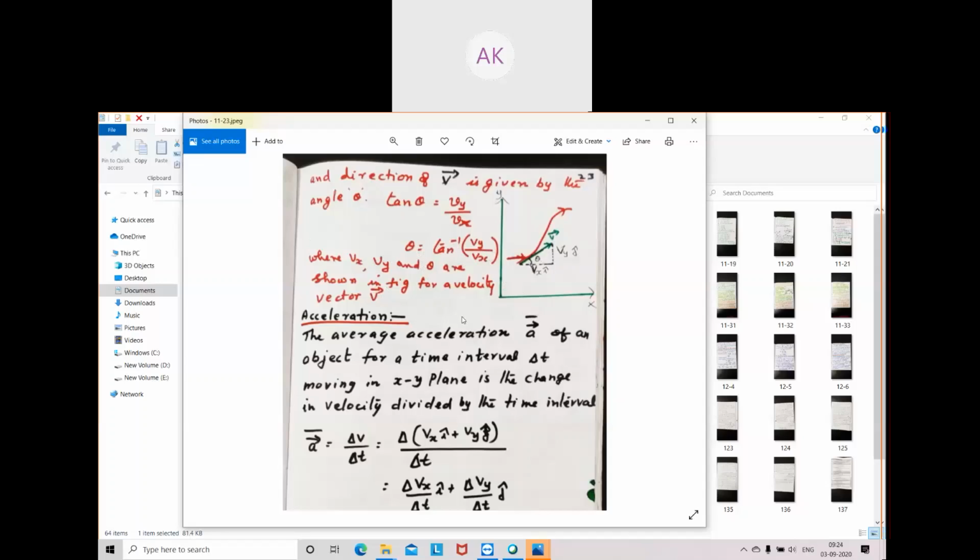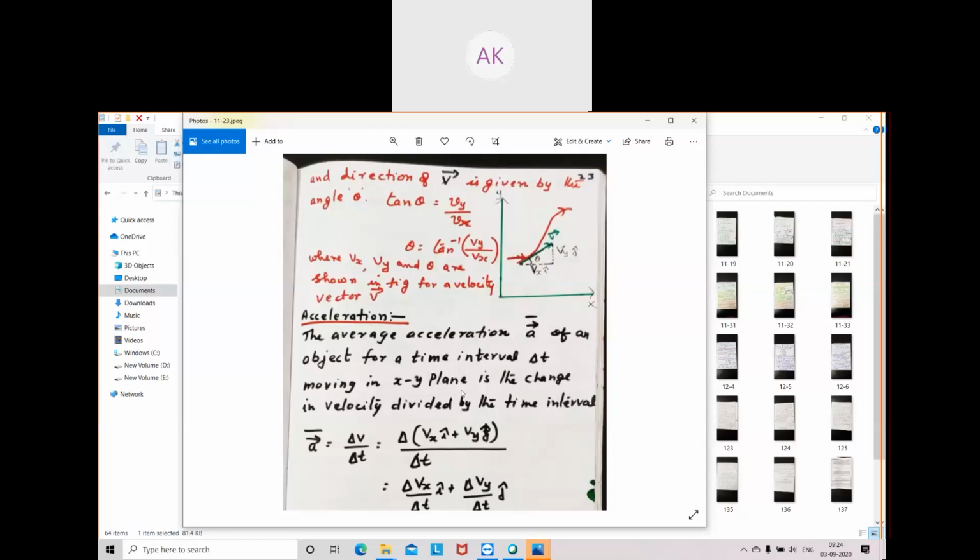So now we have defined instantaneous velocity. Next is acceleration, average acceleration and instantaneous acceleration in component form, we are going to discuss. Okay, the average acceleration, and we put a bar for average. So acceleration is a vector quantity, vector a bar of an object for a time interval delta t. Will you put a vector for delta t? No, time is not a vector quantity.